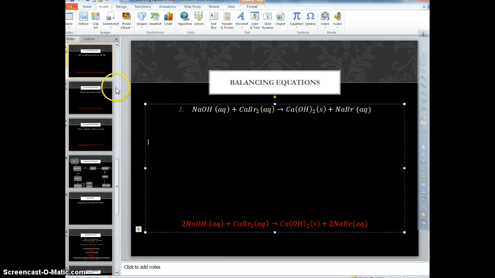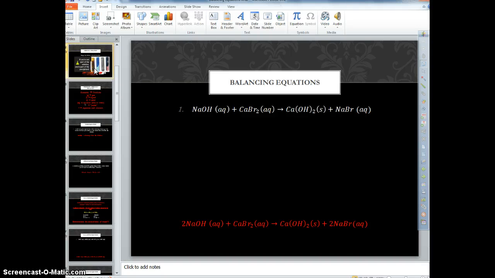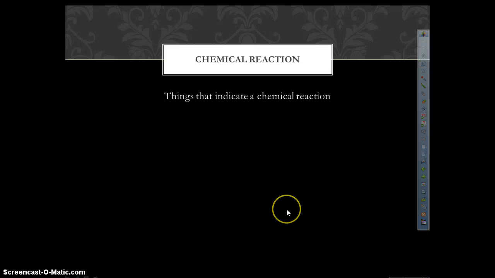So let's go ahead and take a look at what constitutes and makes up a chemical reaction. A chemical reaction is basically when you are switching around atoms and creating new substances. Now, when we talked about chemical and physical changes, we talked about a few things that indicate a chemical change, and those also indicate a chemical reaction because a chemical change is a chemical reaction taking place.